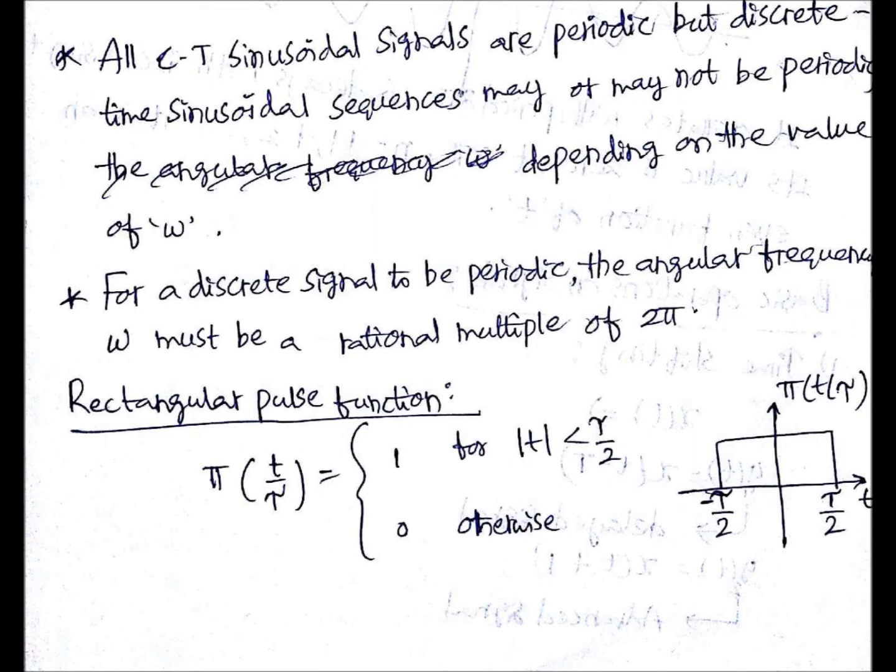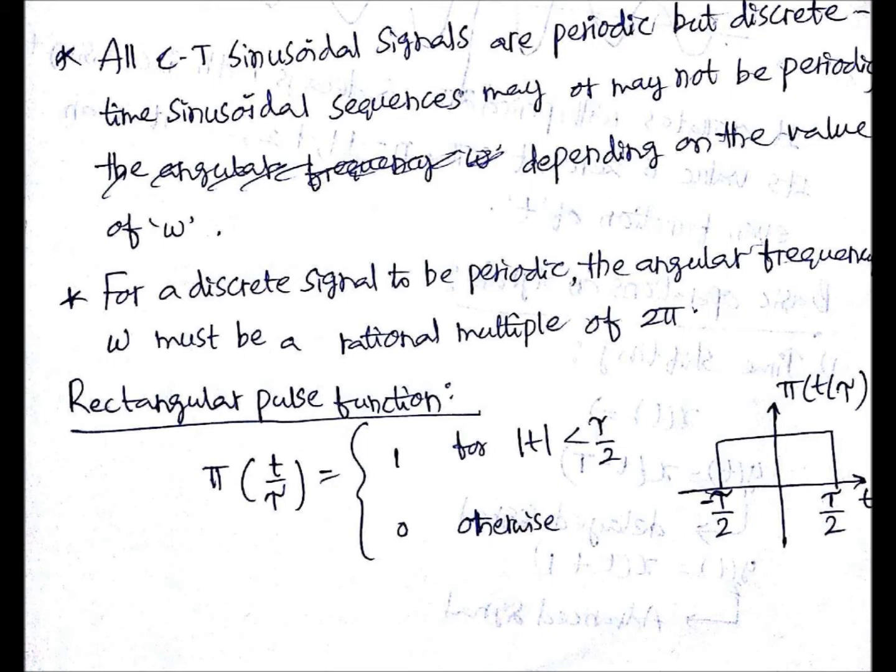Remember this. And similarly, for a discrete signal to be periodic, the angular frequency omega must be a rational multiple of pi. That is the condition for a discrete time sinusoidal signal to become periodic. That means for a discrete signal to be periodic, the angular frequency omega must be a rational multiple of 2 pi.